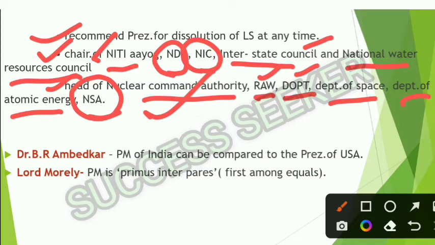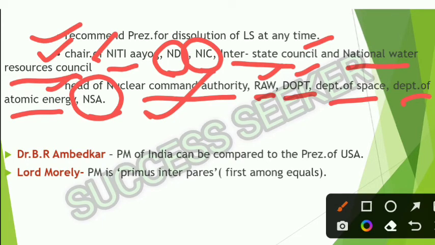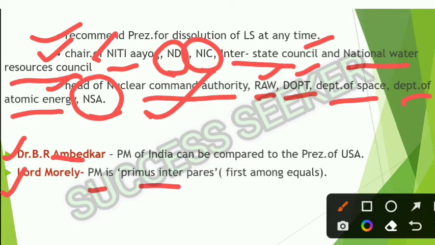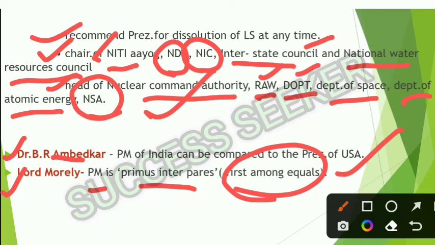So these were the functions and powers of the Prime Minister. The Prime Minister is a very powerful post in our country. He can be compared to the President of the USA in terms of power. This was also commented on by Dr. B.R. Ambedkar. Lord Morley also commented that the PM is the primus inter pares, or first among equals. This is very important. It may appear in some competitive examinations.